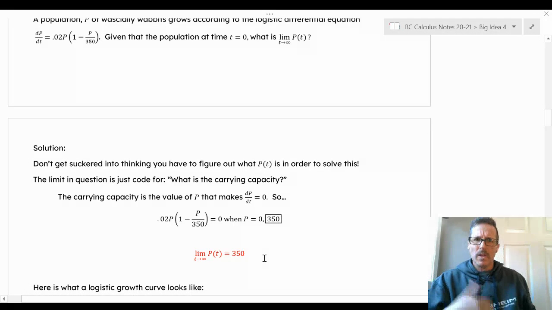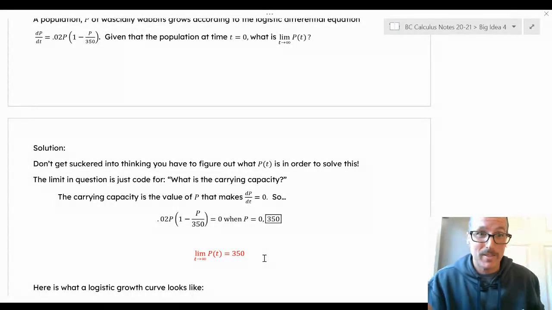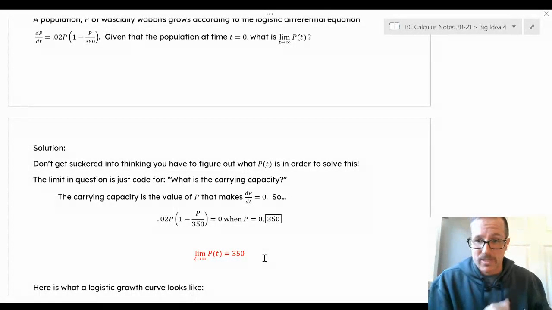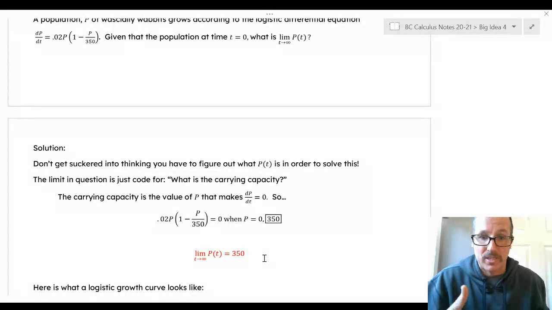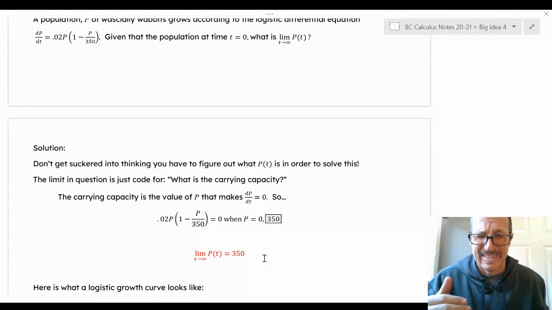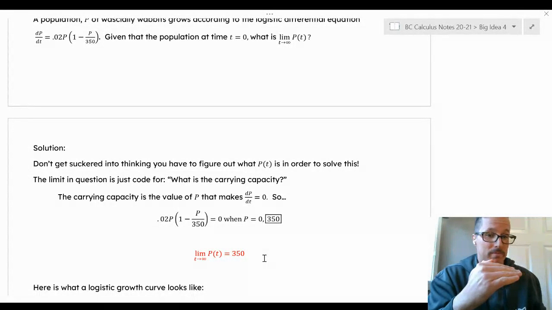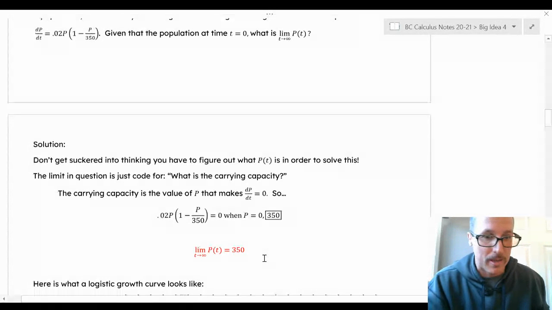So what if the initial population of rabbits is anything? What if it was 10? What if it was 370? What if it was 1,000? What if it was 1? What is happening to this curve as we trend to infinity? Well, it's always going to be trending towards the carrying capacity. If you're above the carrying capacity, the wabbits will die off. It's kind of sad. But they're going to trend to the carrying capacity. If you start below the carrying capacity, that's what you're going to trend to. You will always trend to the carrying capacity.